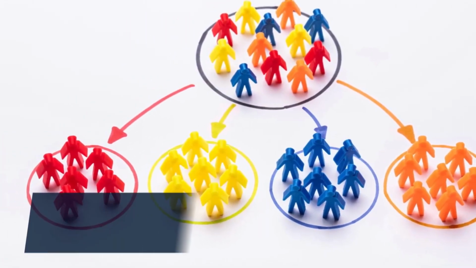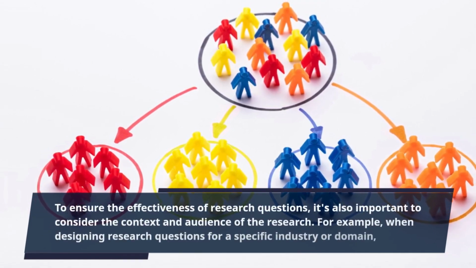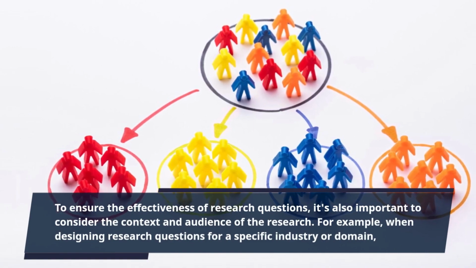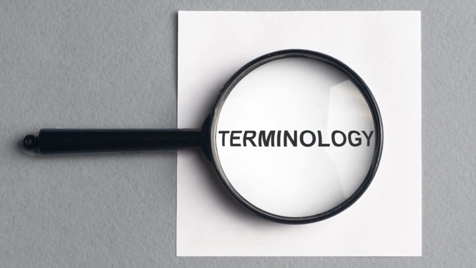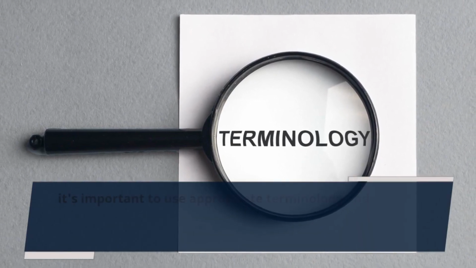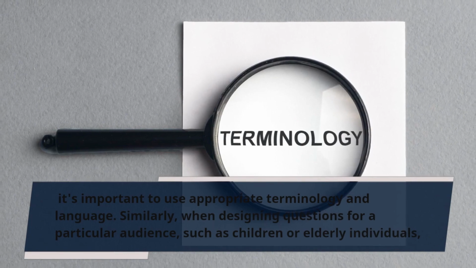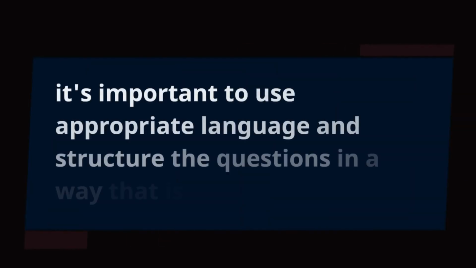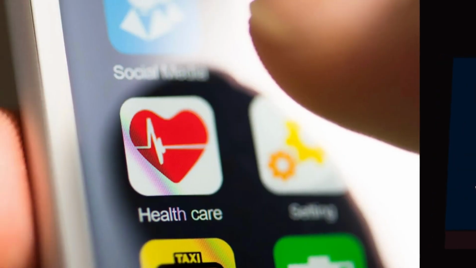To ensure the effectiveness of research questions, it's also important to consider the context and audience of the research. For example, when designing research questions for a specific industry or domain, it's important to use appropriate terminology and language. Similarly, when designing questions for a particular audience, such as children or elderly individuals, it's important to use appropriate language and structure the questions in a way that is easy to understand.